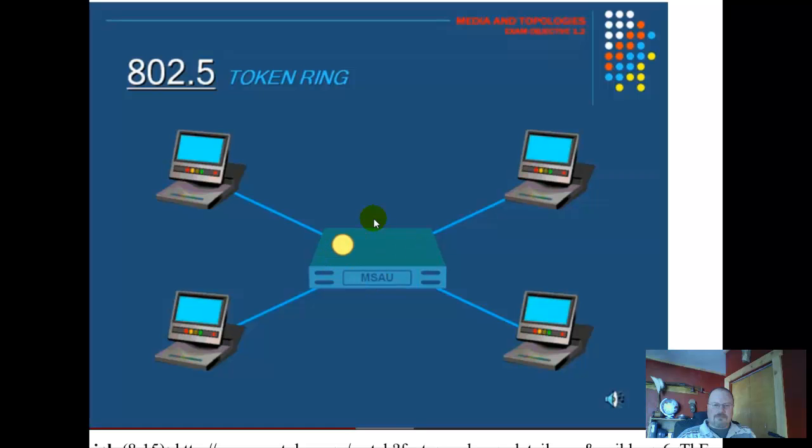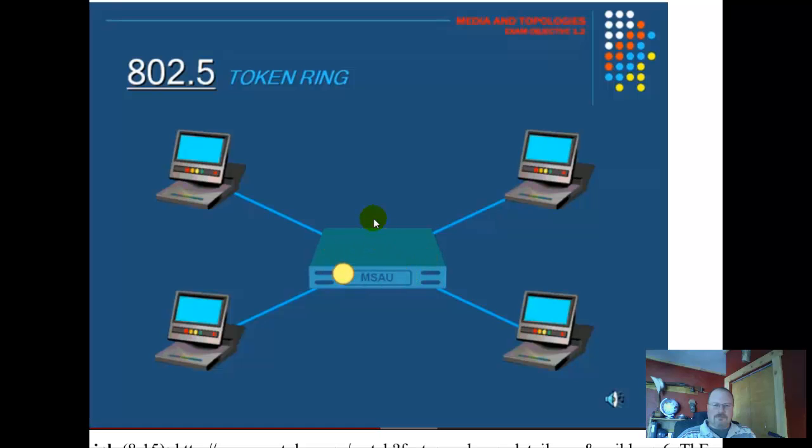Computers on a token ring are arranged in a physical star topology in a logical ring. In the center you have a special hub called a multiple station access unit. In this hub there is an electronic signal that is constantly circulating around the ring. This token must be attached to every message on the network if the computers want to communicate with each other.